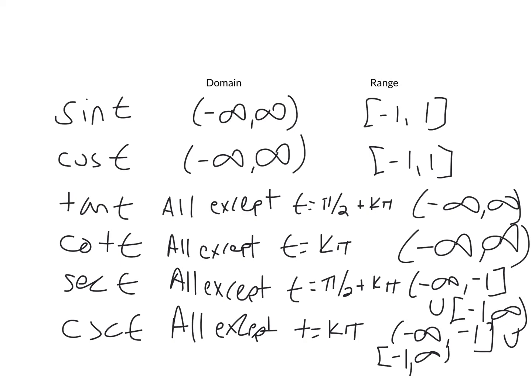Secant and cosecant, remember, are the reciprocals of cosine and sine, right? And the range for sine and cosine was negative 1 to 1, so the range here is everything but what's in between those, because those other values will not work. You're not going to be able to get 0.5 as an outcome, or anything that's between negative 1 and 1.